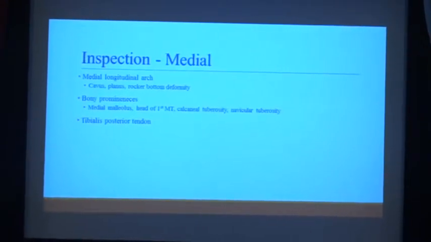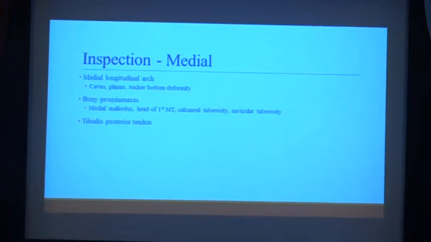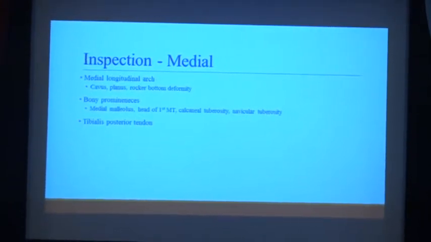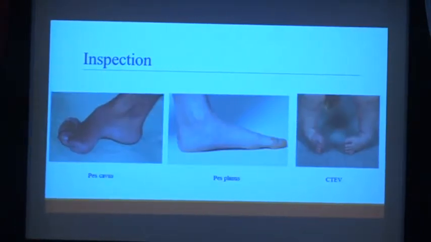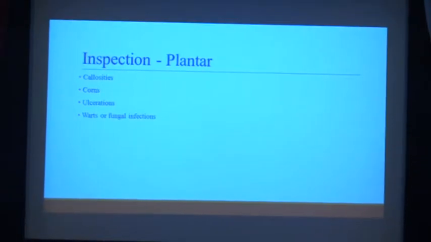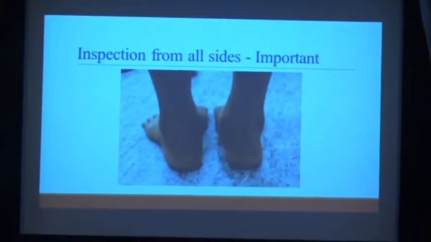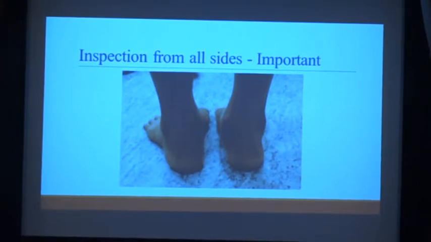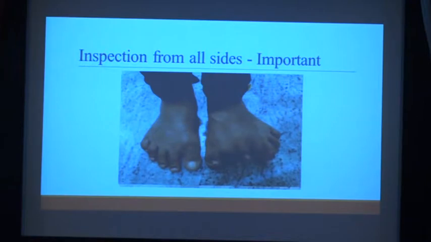Medially again, look out for all the bony prominences, the tibialis posterior tendon, whether there is a cavus or a planus or a rocker bottom foot. So plantar-wise, you will have to look out for callosities, corns, ulcerations, and warts or other fungal infections. Inspection from all sides is important because now you're seeing from posteriorly. Again, this patient, when you see from the front, you tend to see these supernumerary toes.